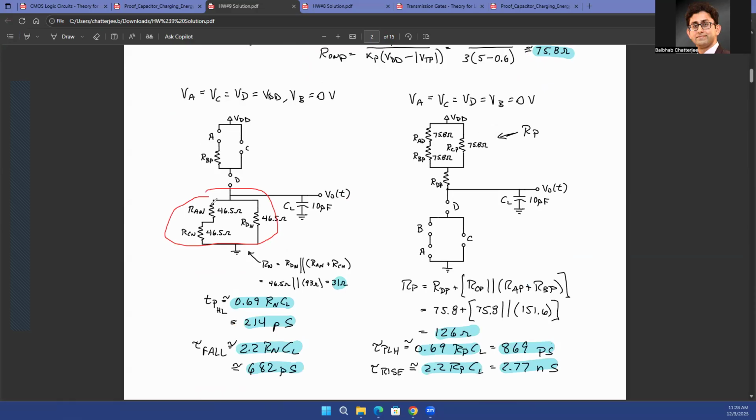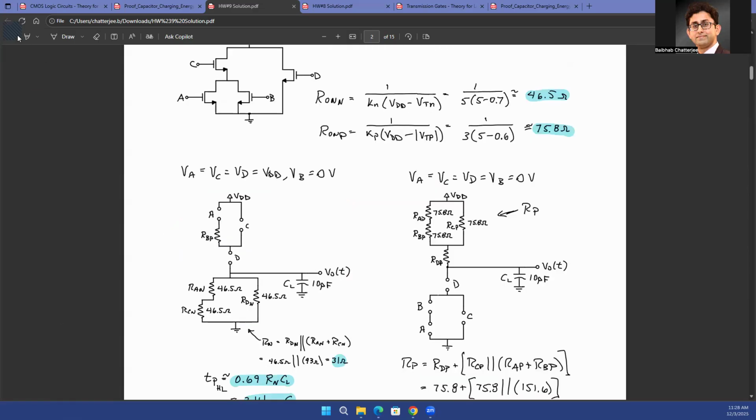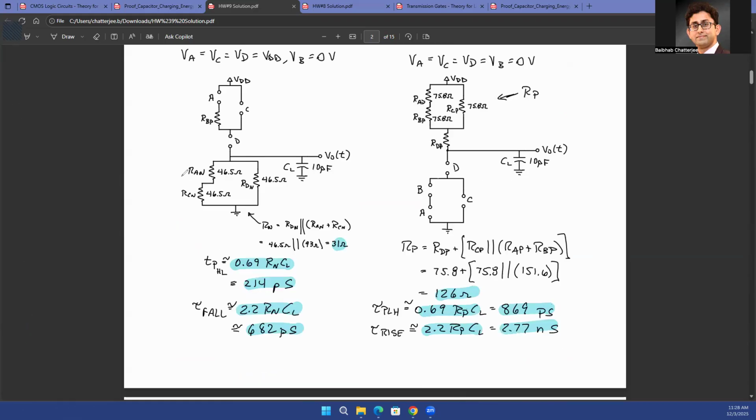If you have the pull down network activated, you have the on resistances of the NMOSs over here, right? The NMOSs will be on, these switches are on. And when the switches are on, they are not zero resistance. They have a finite non-zero resistance. And that finite non-zero resistance is something that you had figured out to be 46 ohms. For PMOS, that finite on resistance is 75 ohms. That's what you figured out here. So when your pull down network is activated, your on resistance is just going to be the series and parallel combination of whatever resistances you have.